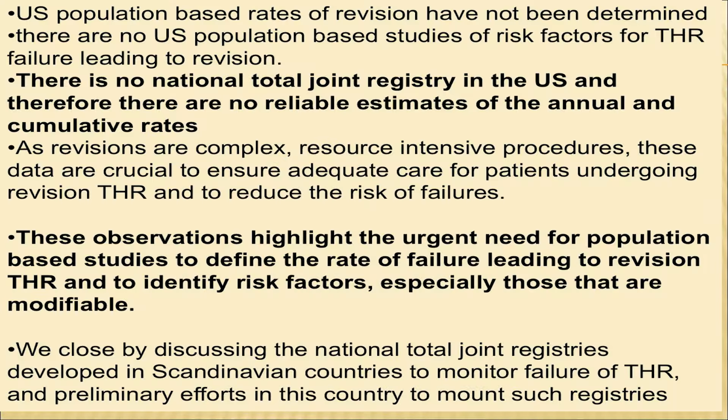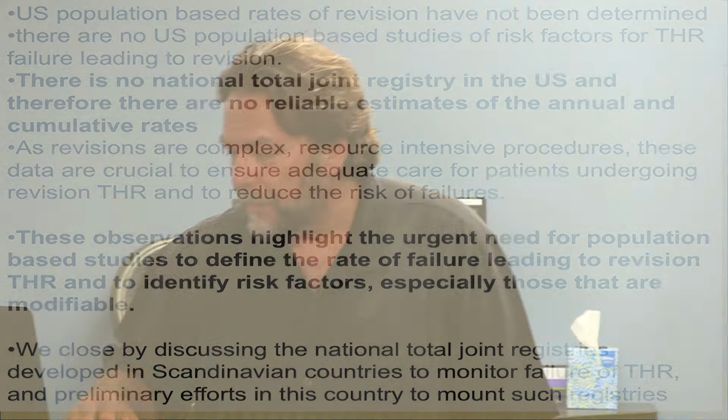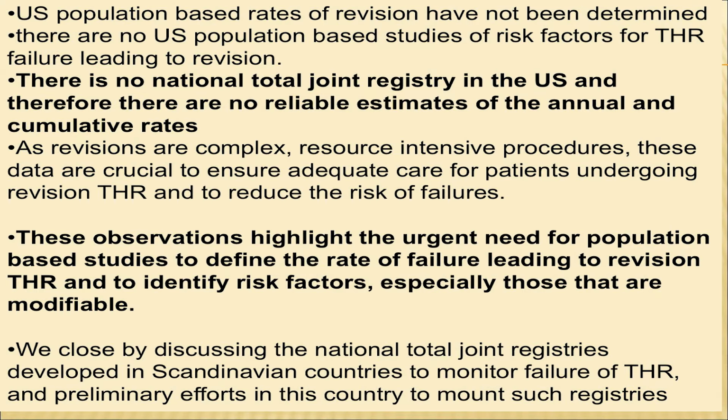U.S. population-based rates of revision have not been determined. There are no U.S. population-based studies of risk factors for total hip replacement failure leading to revision. There is no national total joint registry in the U.S., and therefore no reliable estimates of the annual and cumulative rates. We don't know, but we do know that the surgery is very profitable. These observations highlight the urgent need for population-based studies to define risk of failure leading to revision of total hip replacement and identify the risk factors.